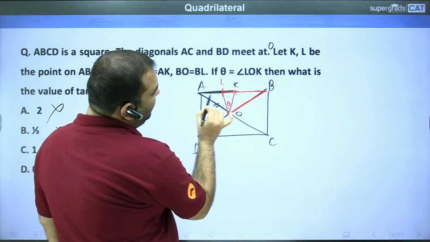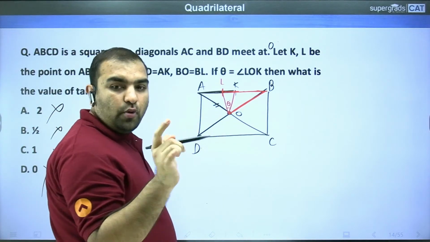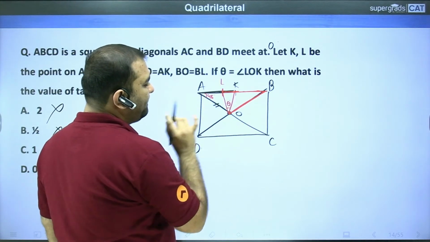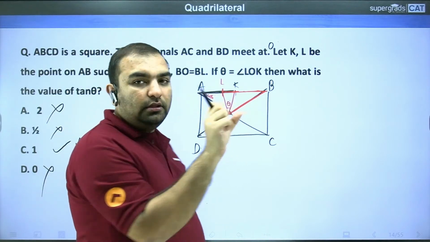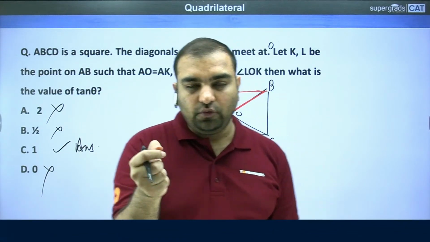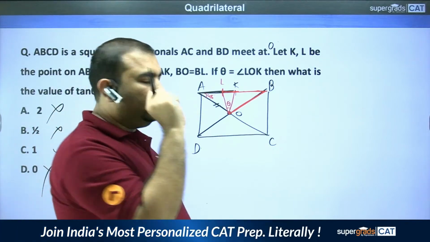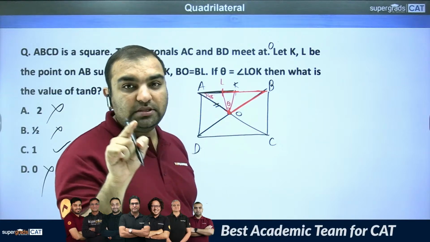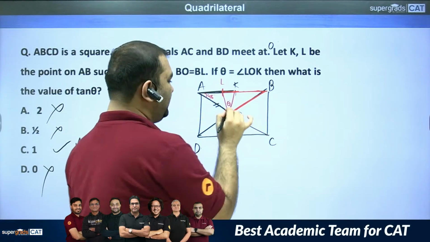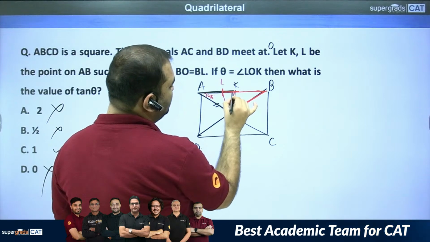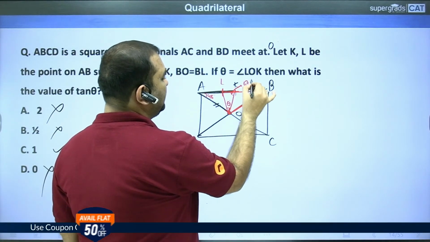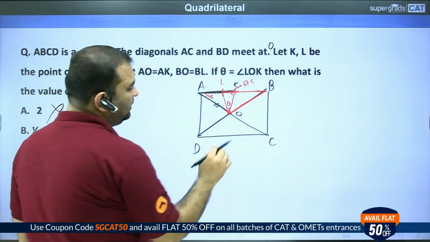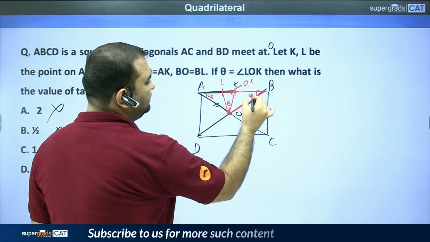AO is equal to AK. In a square, the diagonals are angle bisectors as well, so this is 45. Divide the remaining 135 into two equal parts. 135 divided by 2 is 67.5. Again this is also 45.